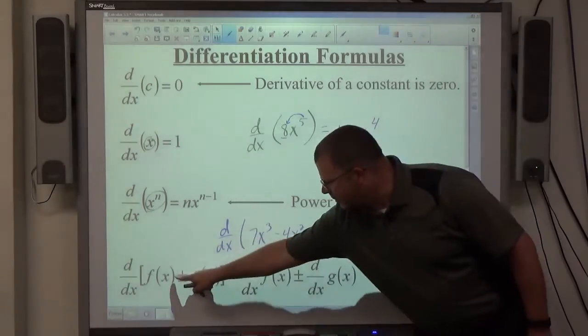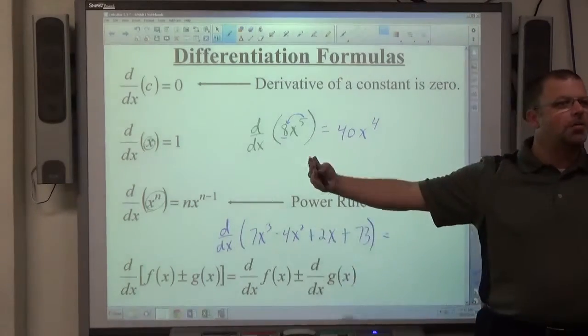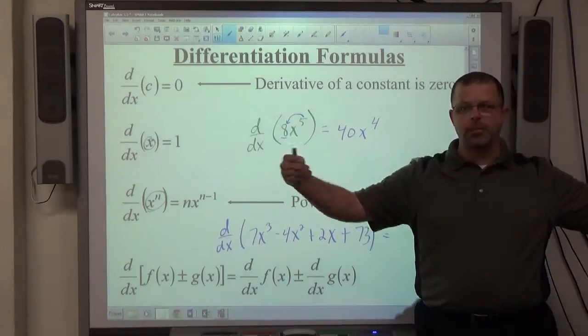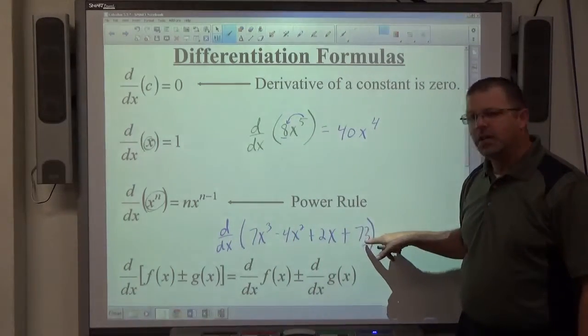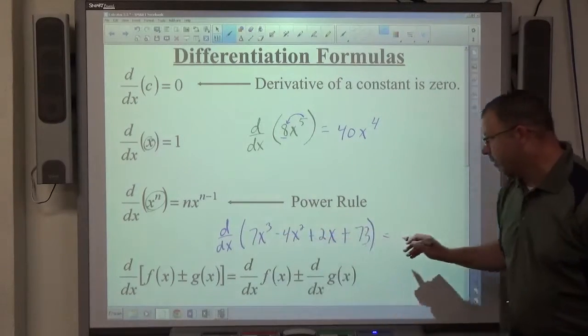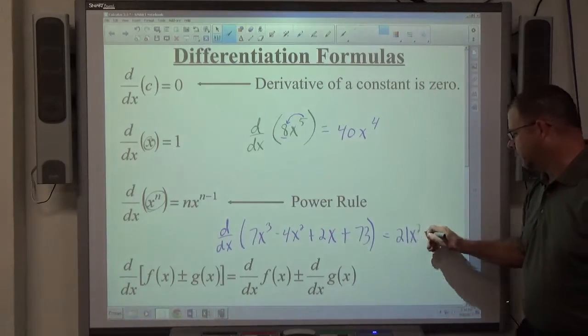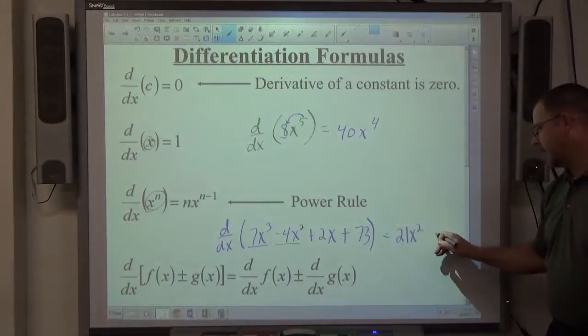Okay? Something plus or minus something. This minus this plus this plus this. You can add as many objects as you want, but you have this string of objects. Power function, power function, power function, constant. Okay? 7x cubed, the derivative is 21x squared. That's the derivative of that term. Negative 4x squared, the derivative is negative 8x.